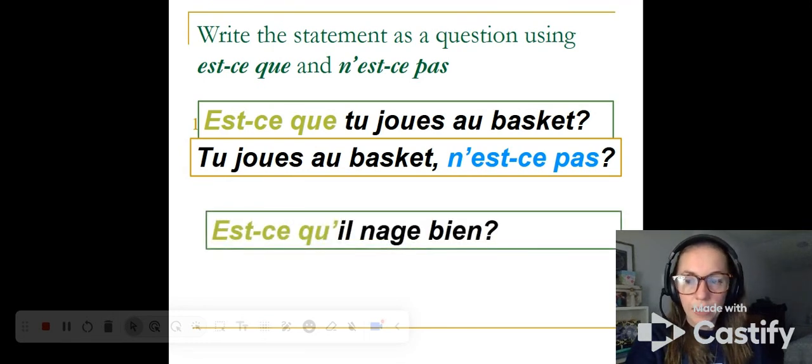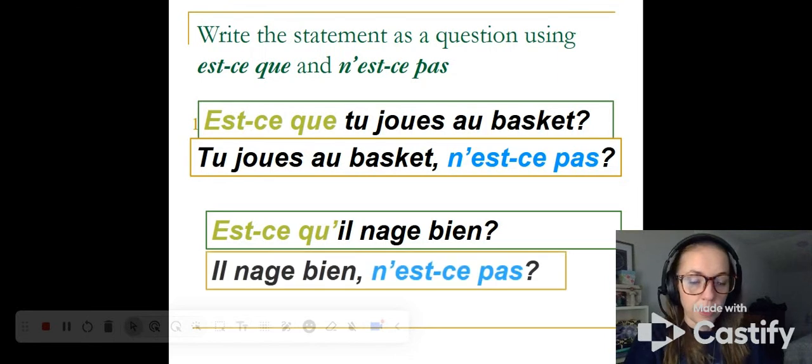Il nage bien. Est-ce qu'il nage bien? There's that que apostrophe. Does he swim well? Il nage bien, n'est-ce pas? He swims well, doesn't he? So that's how est-ce que and n'est-ce pas work to make a yes-no question.